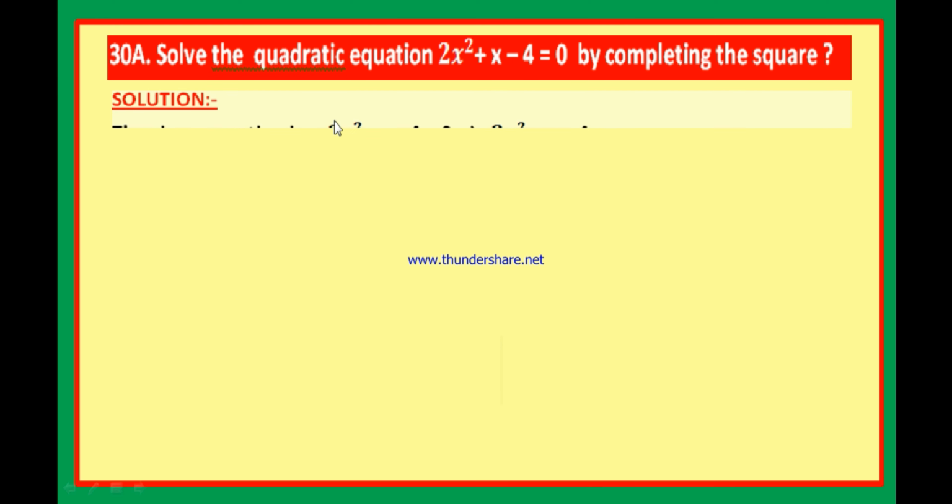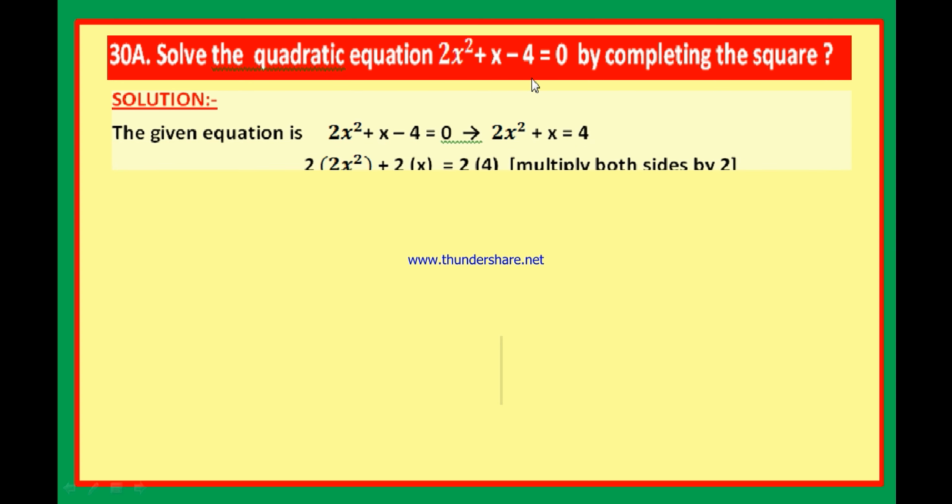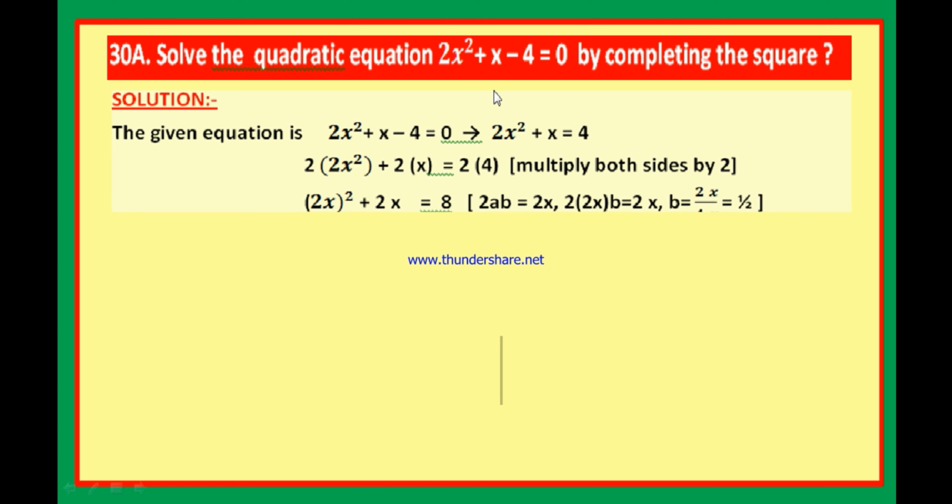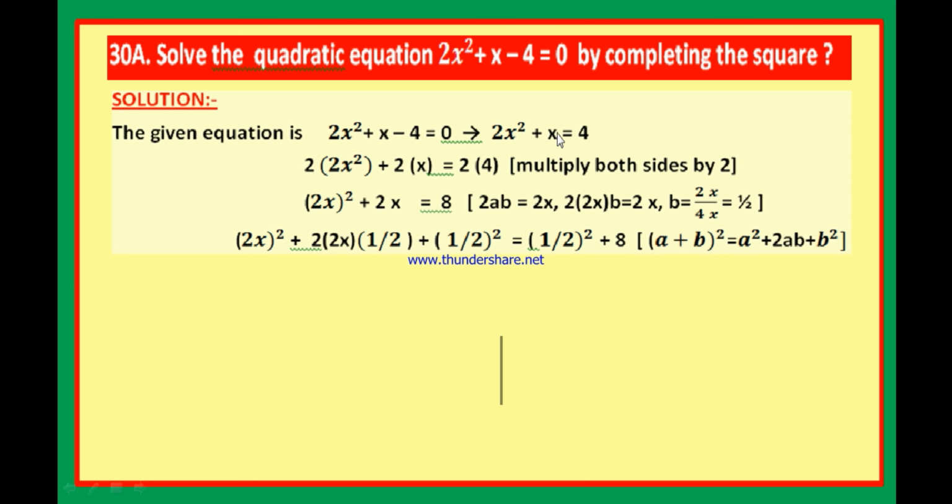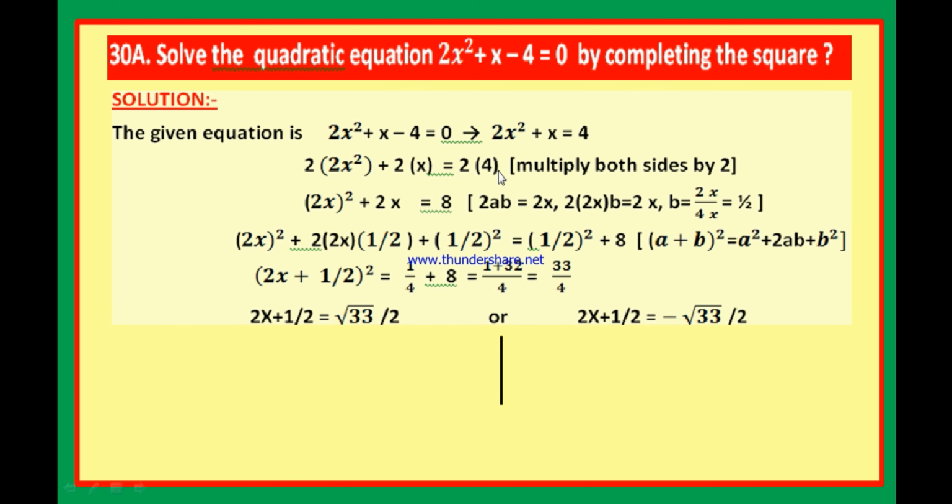Here, in order to solve this, let us take the given equation 2x square plus x minus 4 is equal to 0 and take this constant term to RHS. Then 2x square plus x is equal to minus 4 other side plus 4. Now the coefficient of x square is 2. Therefore multiply both sides by 2. Then 2 into 2x square plus 2 into x is equal to 2 into 4.